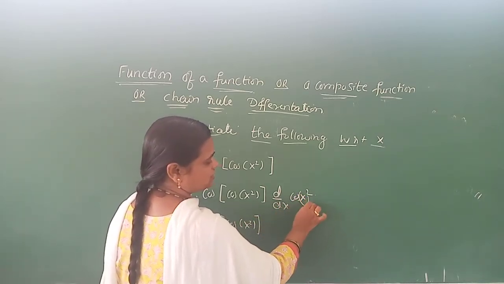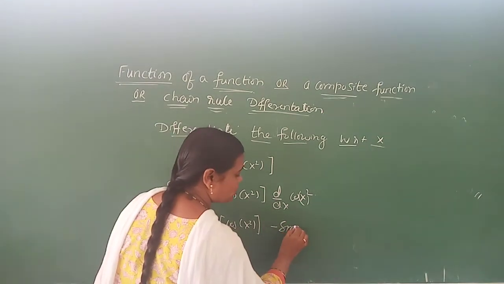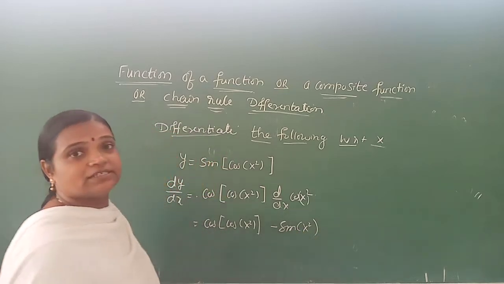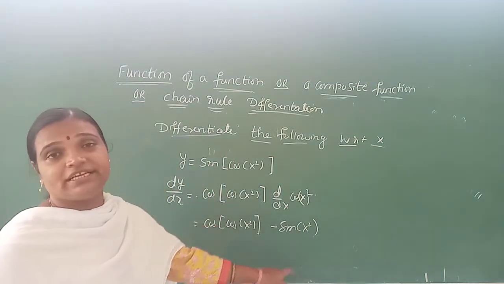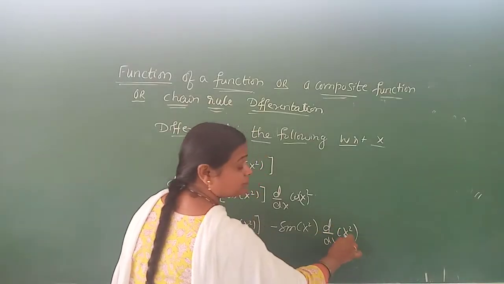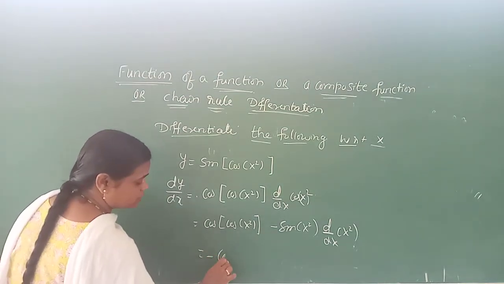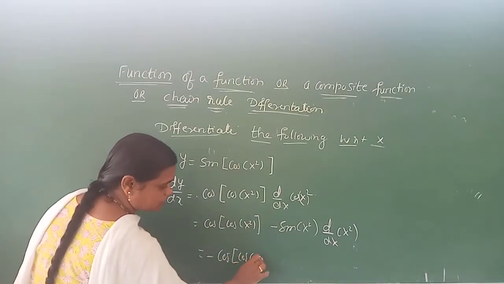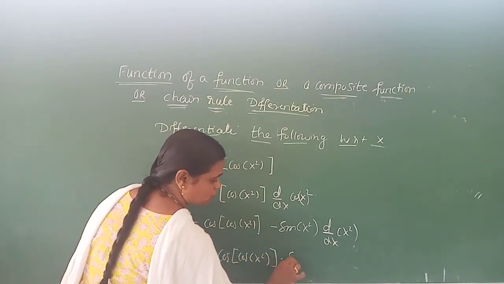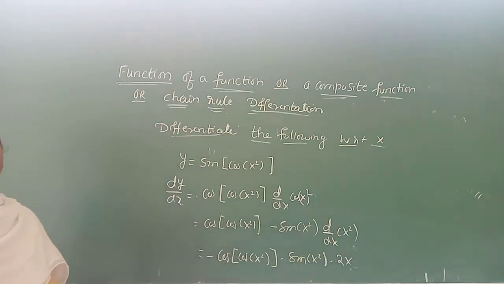Differentiation of cos. Differentiation of cos is what? Minus sine. Therefore, we are writing minus sine of x square as it is. And last only one possibility left, that is x square. Therefore, d by dx of x square. Okay. Therefore, we can write this one as, take minus sign outside, minus cos of x square into sin of x square into x square differential. Or if you want, you can rewrite, take 2 first.